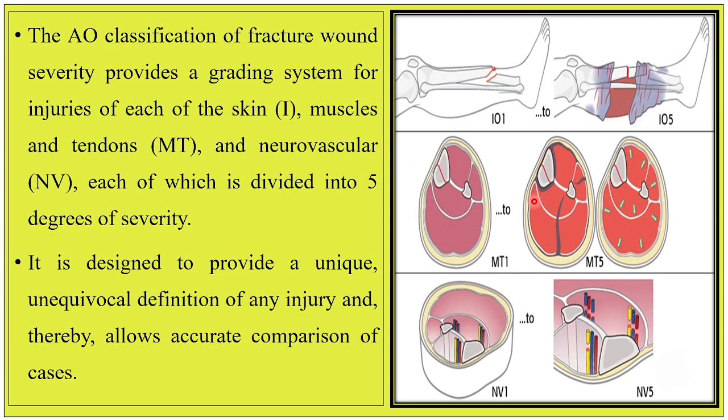That is IO1 to IO5 for skin, MT1 to MT5 for muscles and tendons, and NV1 to NV5 for neurovascular. So these are the subclassifications of the AO classification for each structure: skin I1, I2, I3, I4, I5; muscles and tendons MT1, MT2, MT3, MT4, MT5; and neurovascular NV1, NV2, NV3, NV4, NV5. It is designed to provide a unique, unequivocal definition of an injury and thereby allows accurate comparison of cases.